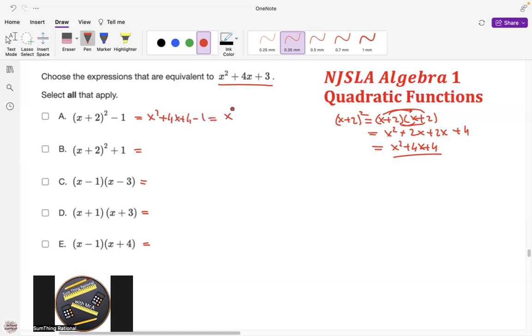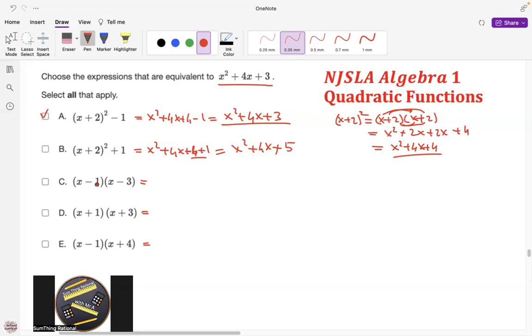When you combine the like terms, x squared plus 4x plus 3, yep, they are the same. So if they are the same, this is not, because it is plus 1. Let me write it again. X squared plus 4x plus 4 plus 1, which means that instead of becoming 3, it's becoming 5. So they are not the same.